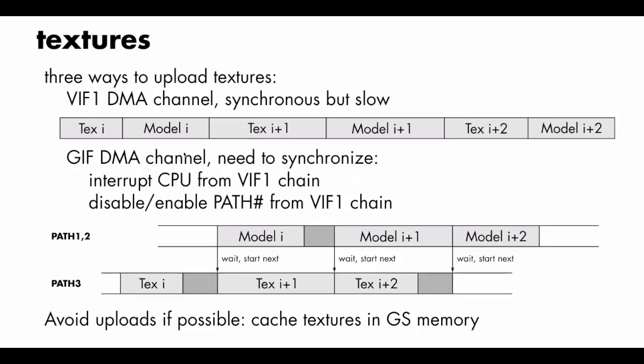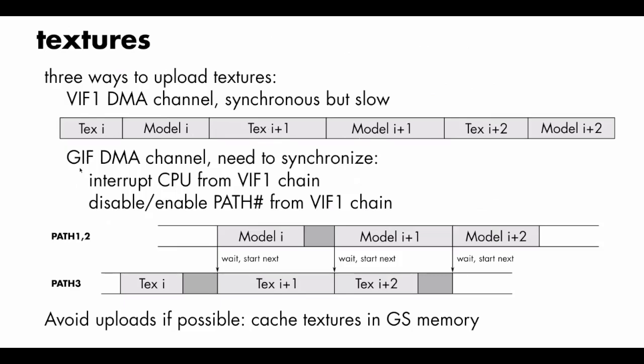Okay, so textures are quite difficult because, well, they don't have to be, but to do it efficiently is difficult. There are essentially three ways to upload textures. So one is just do it synchronously over path 2 through the VIF. In that case, we have the texture for model I, and then we render model I, then we upload the texture for the next model, then we draw the next model, and so on. Always texture first, then model, texture first, then model. But that's not really efficient because we're not making use of much.